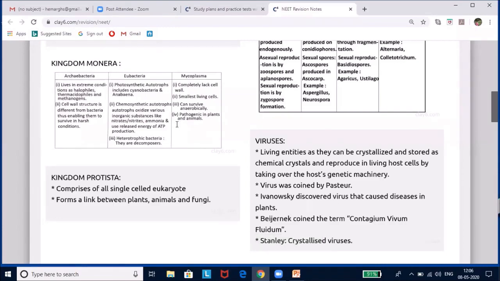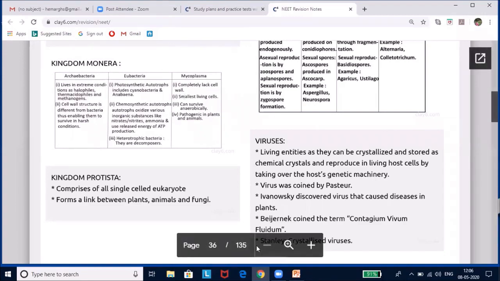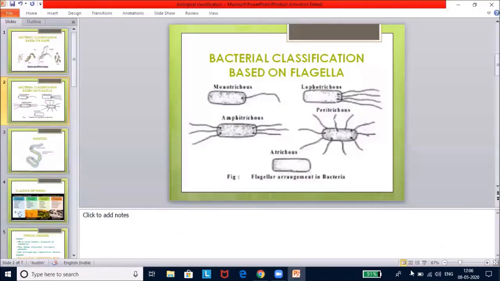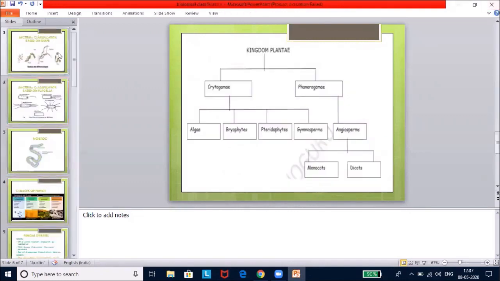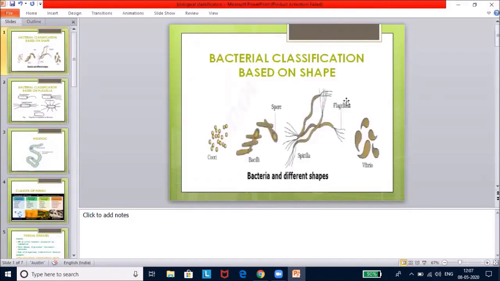Now, let us look into Eubacteria. These are the true bacteria, and they can be divided based on different criteria. The criteria are very much essential, so please make a note because a few questions have been asked.